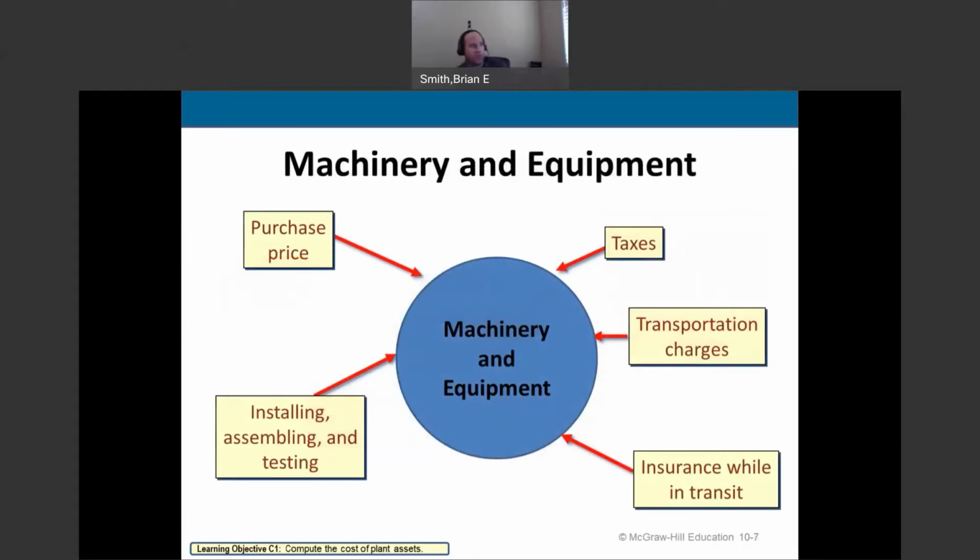So let's look at machinery and equipment. Here are some examples of things that you would include: transportation charges, insurance, installation, purchase price, and taxes. Okay, and those taxes aren't just sales tax. If you're buying it from another country, there may be tariffs, import duties, things like that you have to pay.